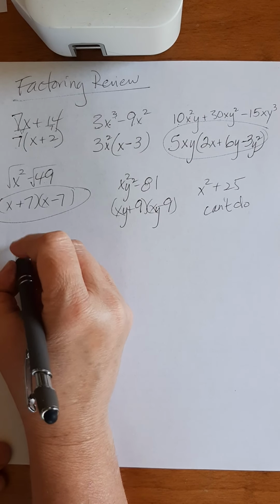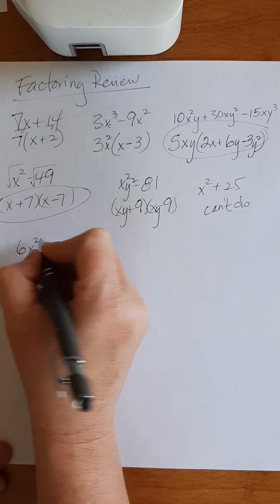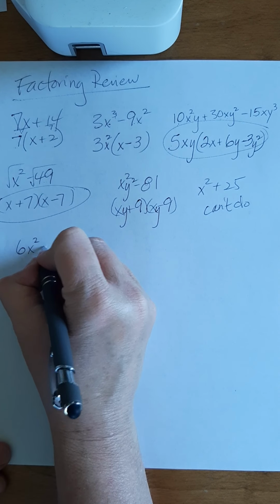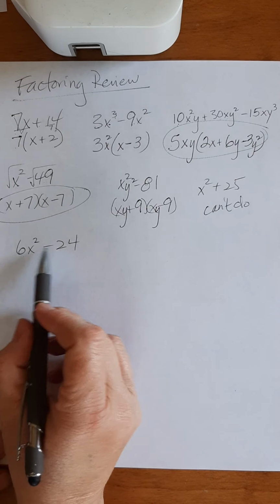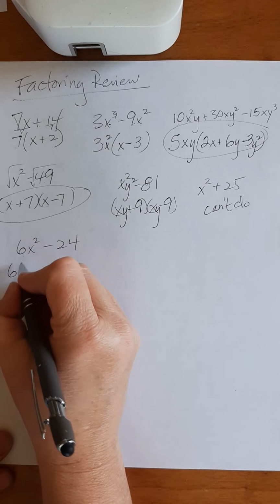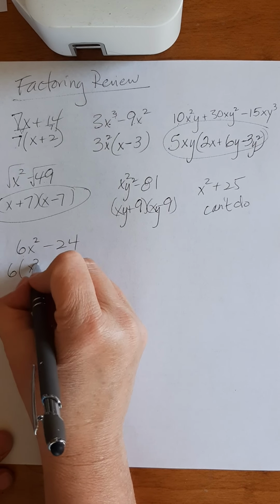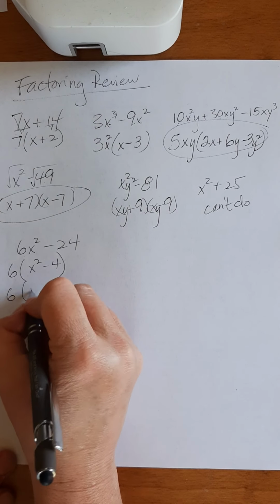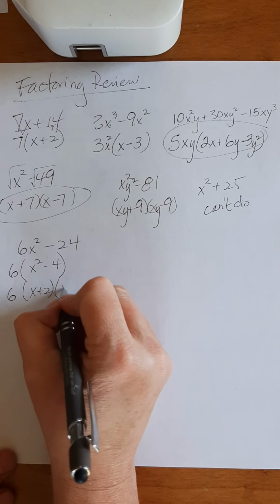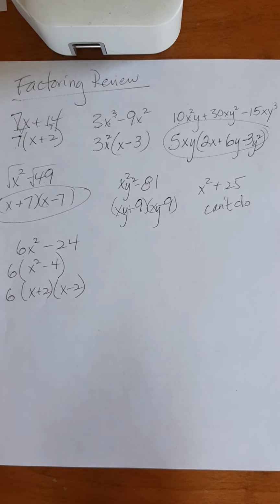Let's say you had something like this, though. 6x squared minus 24. Well, you might be saying, well, the x squared's fine and dandy, but 6 and 24 does not have a perfect square. No, they don't. But they have a 6 in common. So if you factor out the 6, you would get x squared minus 4, which that, of course, does factor. X plus or minus 2.